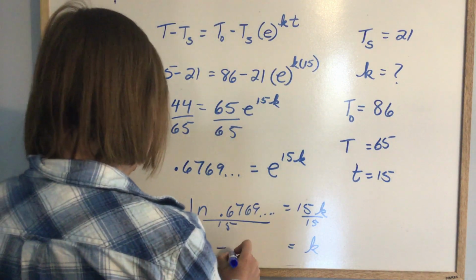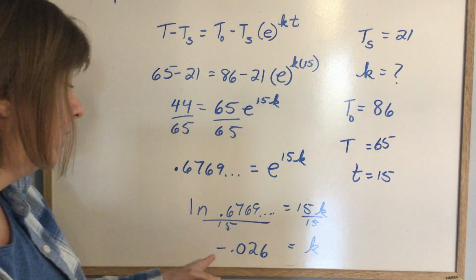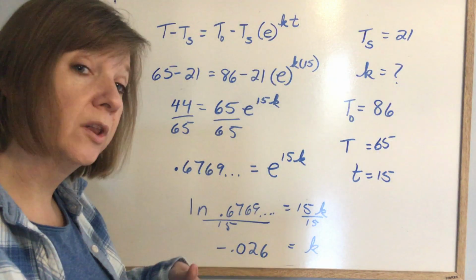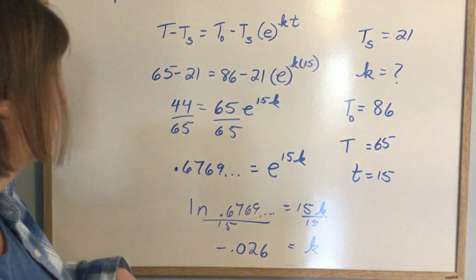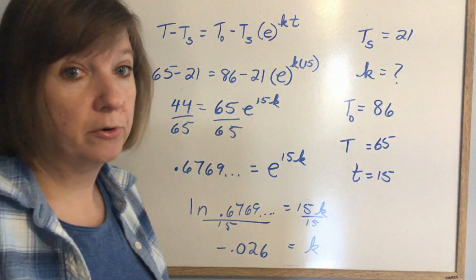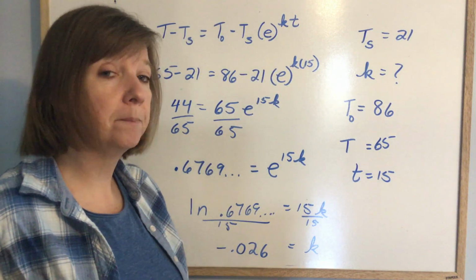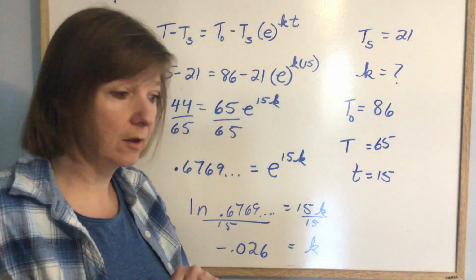I get negative 0.026. And what that means, it's negative because it's cooling off. The temperature is going down. And that would be 2.6%. So it cools down by 2.6% every minute because we did our thing in minutes.